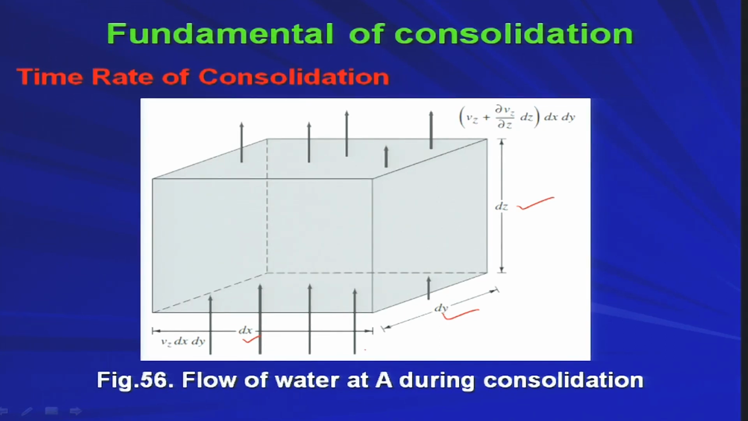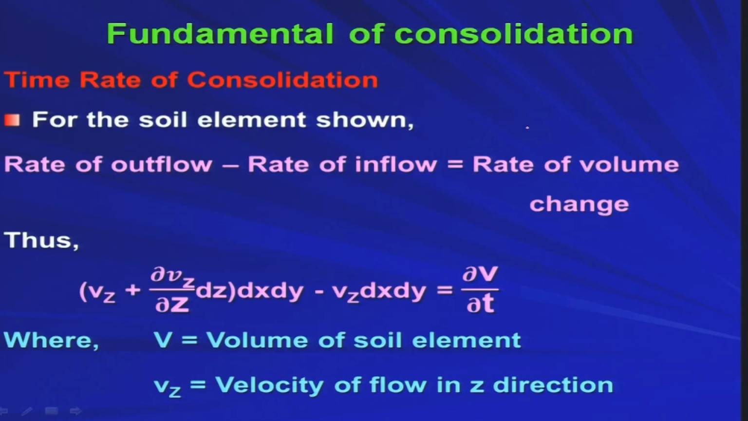The flow is happening, and this is the inflow direction. Inflow is happening on this plane, so it is Vz into dx into dy, where Vz is the velocity of flow of the water when it is entering the soil element. When it is exiting the soil element, the velocity is Vz plus ∂Vz/∂z dz, which is the incremental velocity.